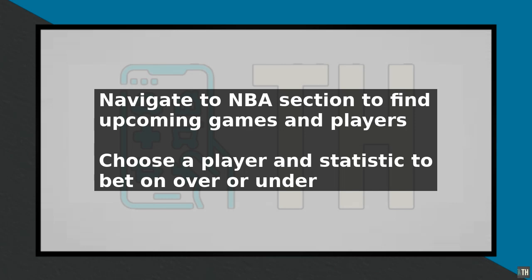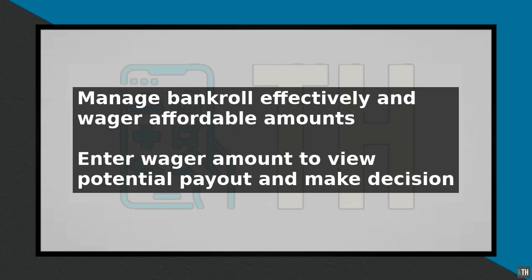For example, if a player is projected to score 25 points and you think they will score more, you would choose the over option. If you think they will score less, you would choose the under option. After making your selection, you will be prompted to enter the amount you wish to wager. The potential payout will be displayed based on the amount you choose to wager. It is essential to manage your bankroll effectively and only wager amounts you can afford to lose.